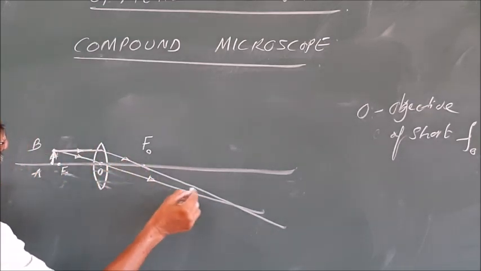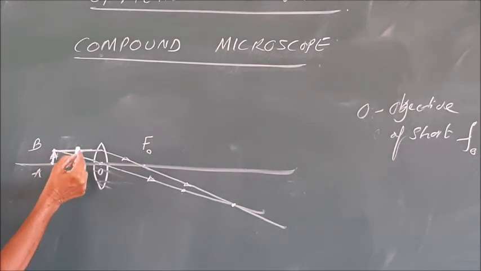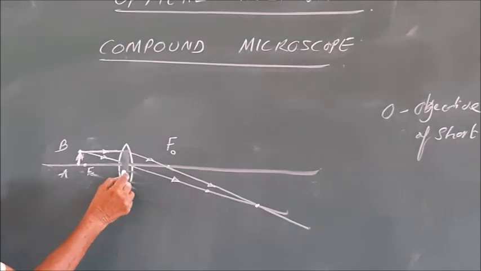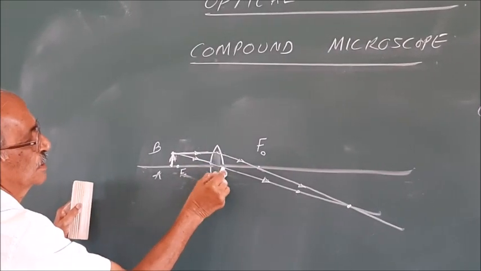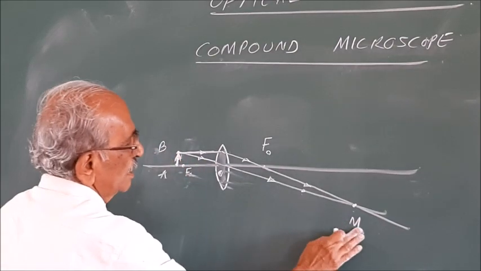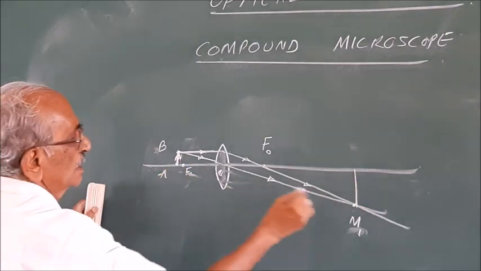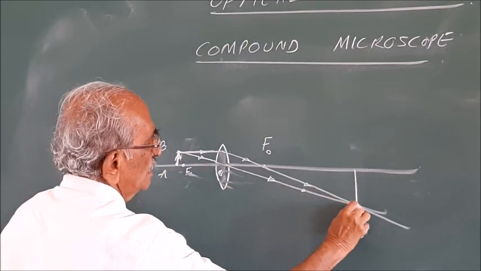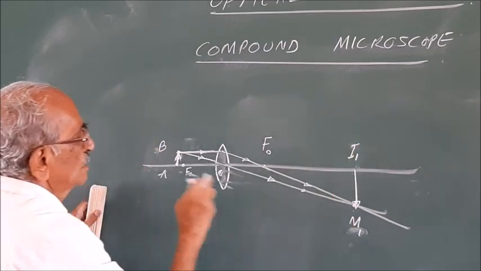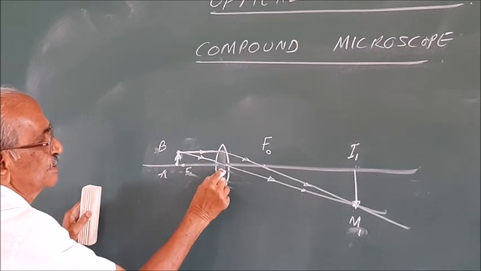It goes like this. Now the two rays, this and this, after refraction here in the objective lens meet here. Therefore, this is the image of the point B. I'll call it M1. Because I have placed the object at right angles, I draw a perpendicular. So this is the image I1M1 of the object AB formed by the objective lens.